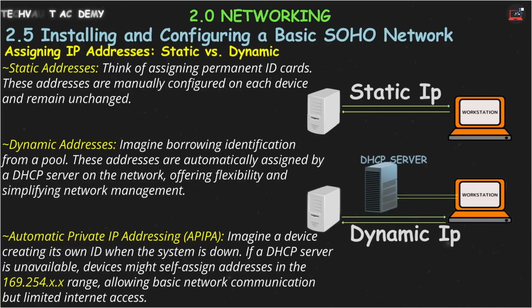Automatic private IP addressing, APIPA. Imagine a device creating its own ID when the system is down. If a DHCP server is unavailable, devices might self-assign addresses in the 169.254.x.x range, allowing basic network communication but limited internet access.